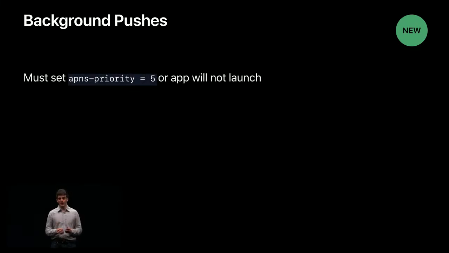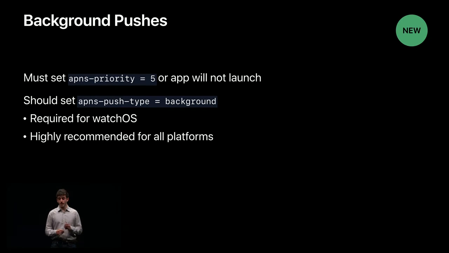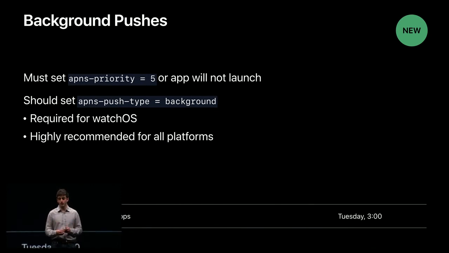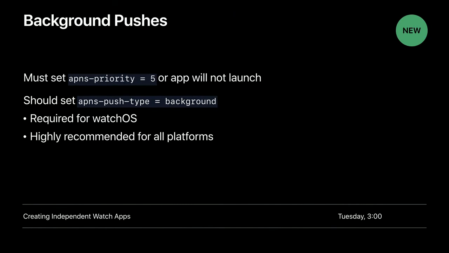And there are some very important new things with background pushes, too. You must set the APNS priority to 5, or your app will not launch. And you should also set the APNS push type to background. This is required for watchOS, but we highly recommend it for all platforms. And if you want more information about pushes on watchOS, you can see the Creating Independent Watch Apps session from yesterday.